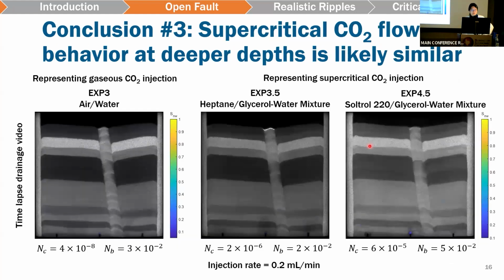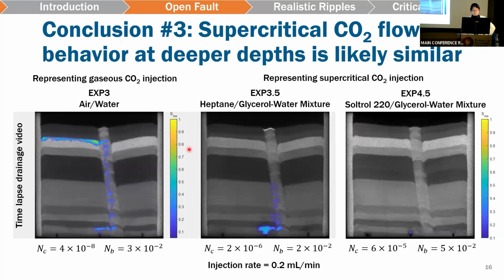And for our third set of experiments, here we actually use 3 different kinds of analog fluid pairs. The first one is air and water, and we've seen this result from the previous slide. The other two are heptane and Soltrol 220, and we use these two kinds of oil to model the injection of supercritical CO2.